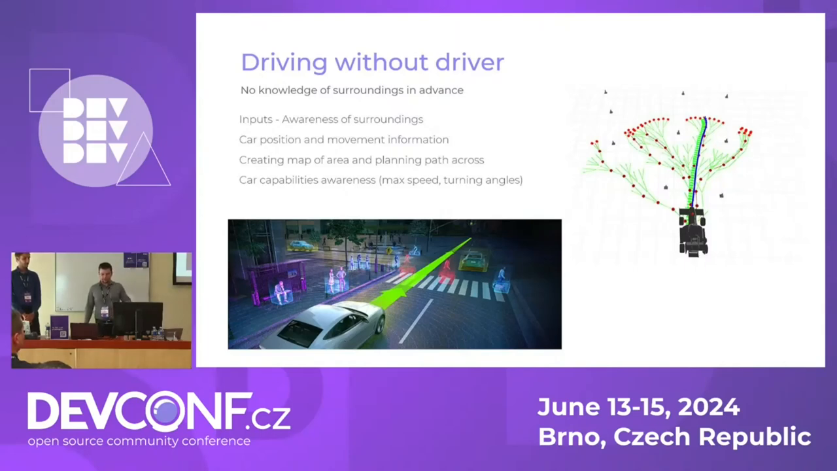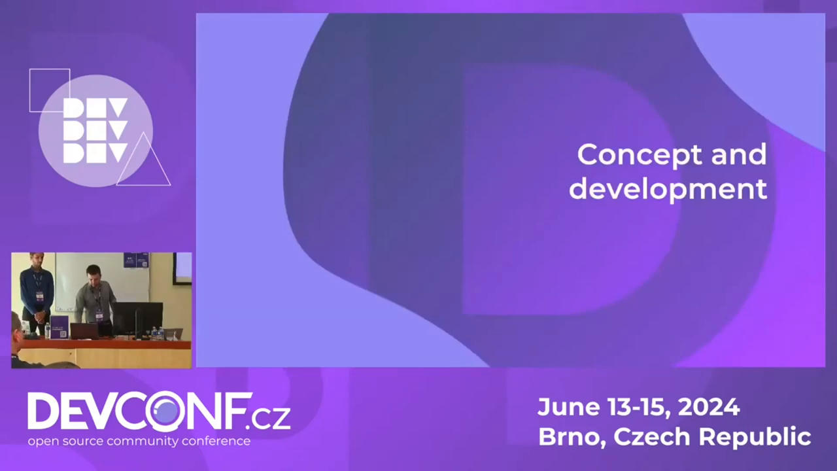So for this we are planning our route, but you need to control the car as well. When you have already planned your route, you need to know the vehicle capabilities and, for example, the turning angle of your car. So let's go to the concept and development.